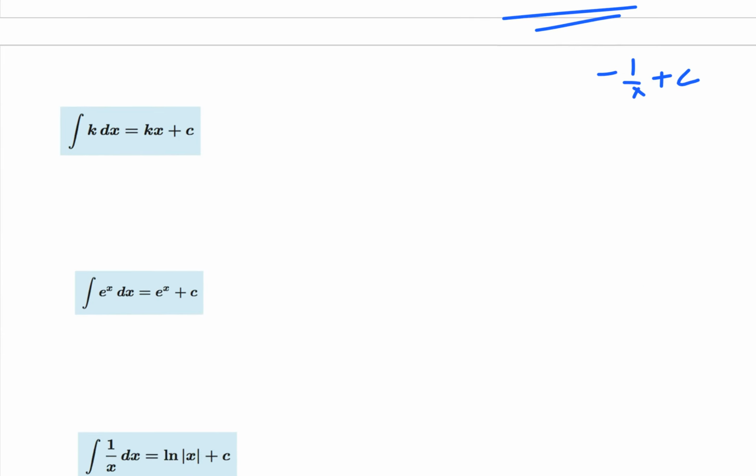First one's one of my favorites. If you integrate a constant, you just add the x. We're just going backwards, right? So think about it backwards. If I give you 2x, the derivative would be just 2. So if you want to go backwards, if you have a constant, just add the x to it. For example, if I give you the integral of 3 dx, that integral will be, just add the x, 3x plus c.